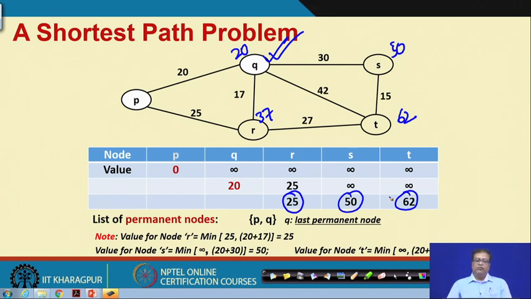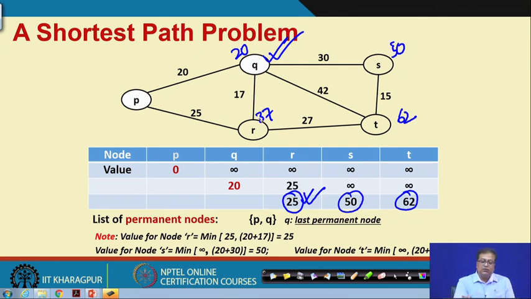You know, the remaining values are 25, 50 and 62, right. So, 25 is minimum. So, r will be minimum. Very clear then. So, r will be made permanent, but r is made permanent from where? See, this is another very interesting point. R is the new minimum node which is made permanent, but r is not made permanent from q. R was made permanent from p itself, that we should remember, is it not? So, r was made permanent from p.